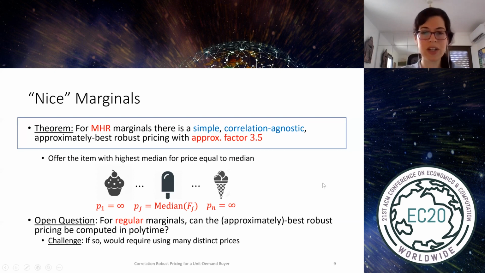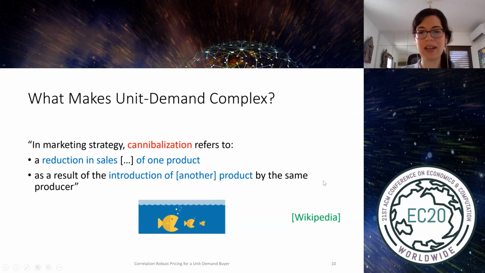Okay, now to the second question. Why does unit demand seem so much harder than additive? What makes unit demand complex? The answer is cannibalization. In market strategy, this term refers to a reduction in the sales of one product as a result of introducing another product by the same producer or the same seller. Now let me show you an example of how this creates a problem for a unit demand buyer.